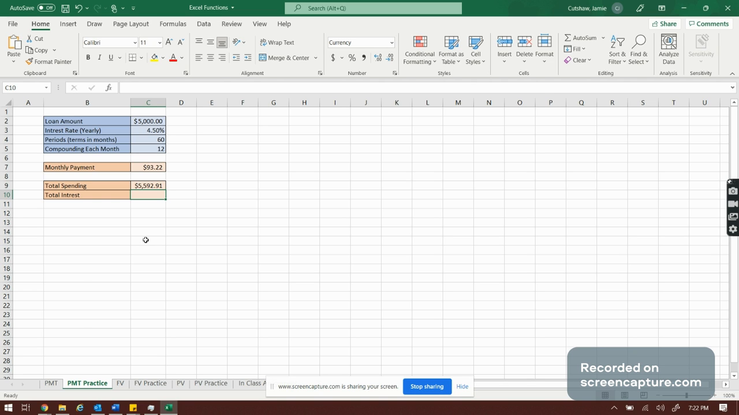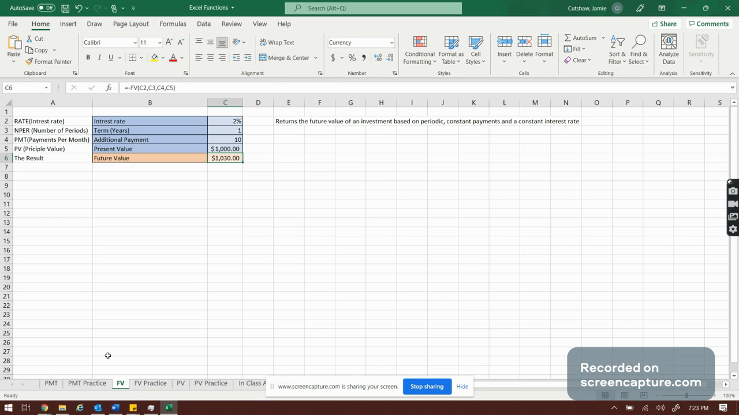So multiplying them together, we will get our total of $5,592.91. Now, if you don't want to do the quick math in your head to figure out the difference, you can just take this number and subtract the loan amount. You take our new total spending and subtract how much money we initially took out, and we'll figure out the difference. So you ended up paying an extra $592.91 due to having to pay that yearly interest of 4.5%. Hopefully this is making sense to you, and we're going to move on now to FV.